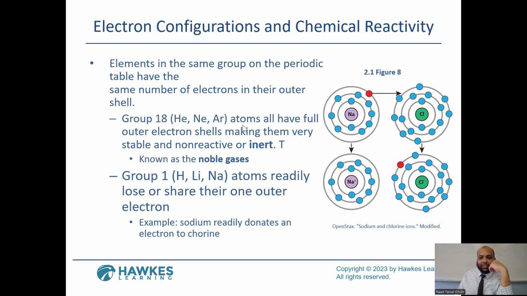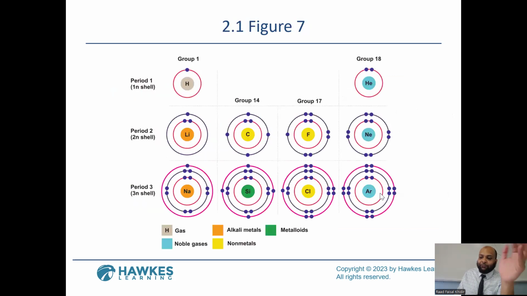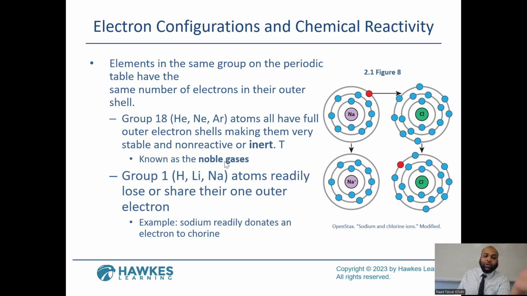Group 18 atoms all have full outer electron shells, making them very stable and inert. These are known as the noble gases because they are stable. Group 18 have fulfilled their octet, so they do not participate in any chemical reactivity. Group 1, hydrogen, lithium, and sodium, these atoms readily lose or share their one outer electron. We talked about how sodium donates an electron to chlorine.